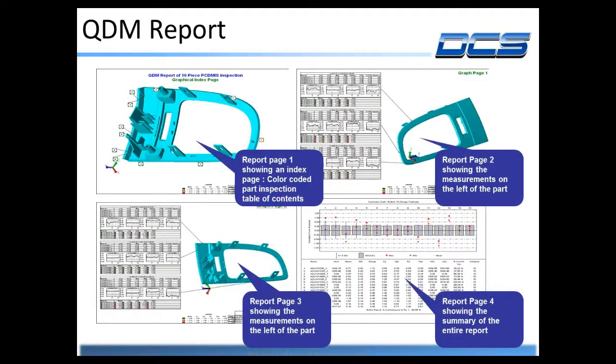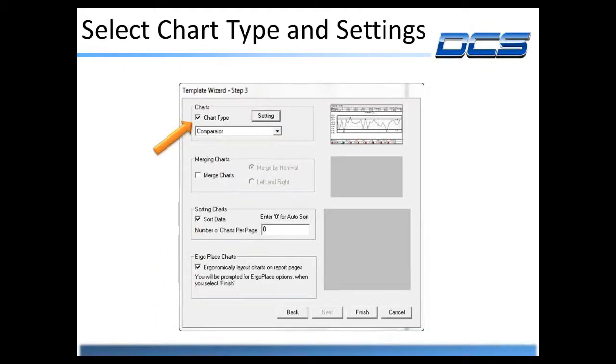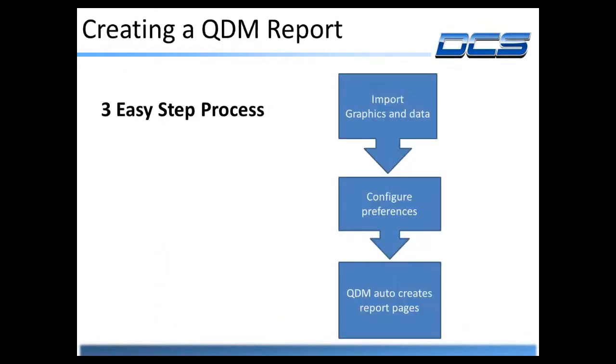All right, so you can see here again, just an example QDM report. As we went through the process before, we import our graphics and data. We configure our preferences. And then QDM is going to auto-create those report pages. Any of those preferences that we configure can be saved to our template. So when we auto-create our report again, it's going to keep all of those same preferences. So if there's a specific view or graphic or chart type that you want to use, it's going to keep using that as you create additional reports.